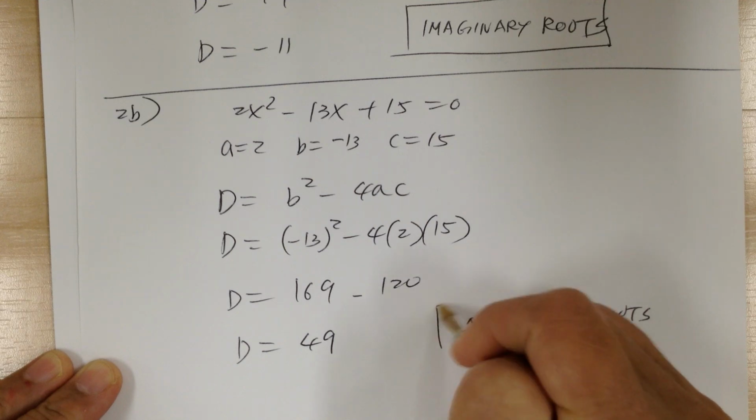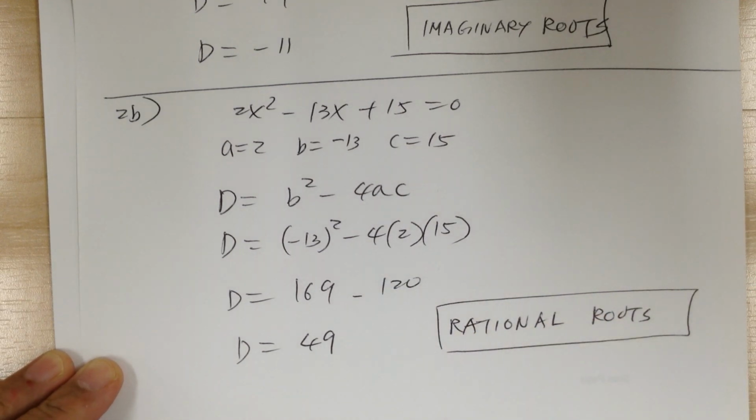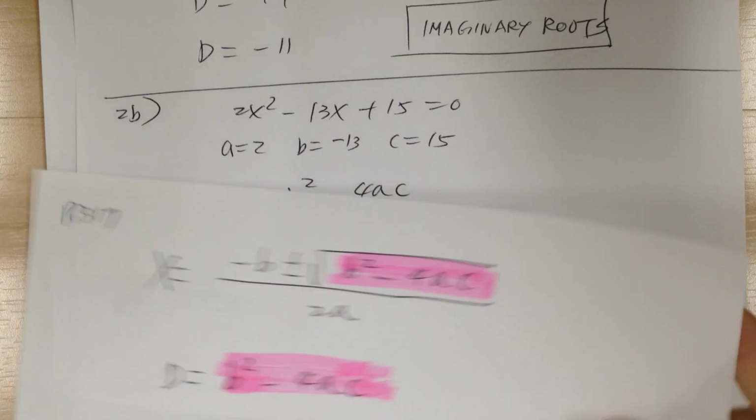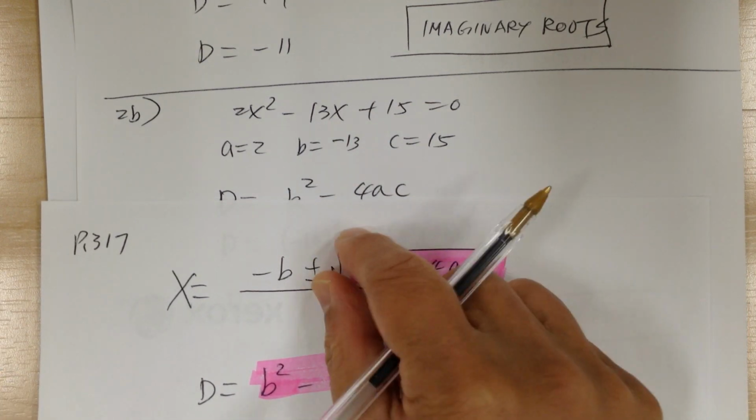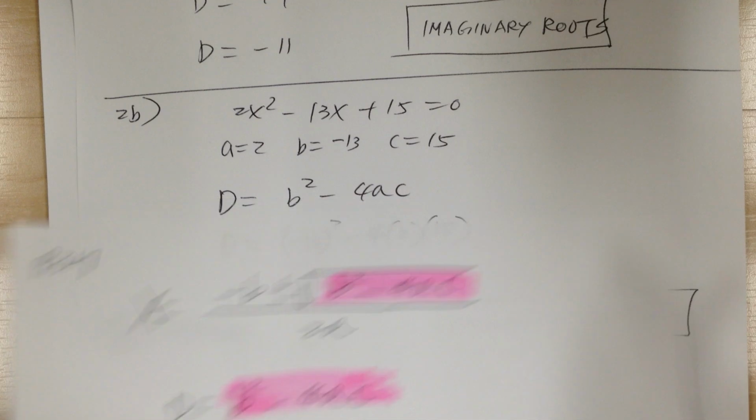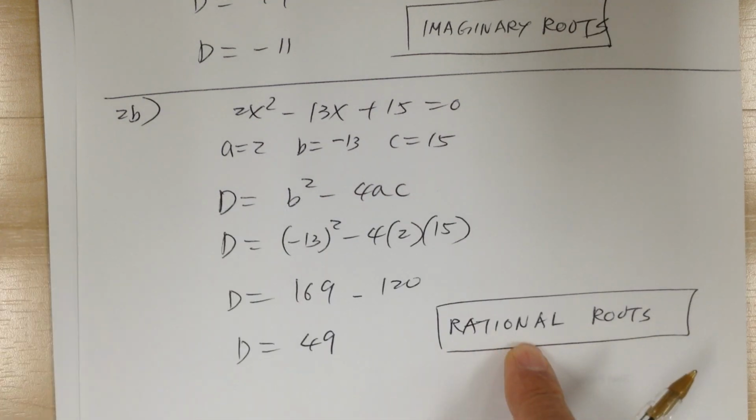Rational means you can put it into a fraction. So again, when this part is 49, you can get rid of the square root. When there's no square root, you're going to get nice numbers, and so there are rational roots. Okay, let's go and get C.